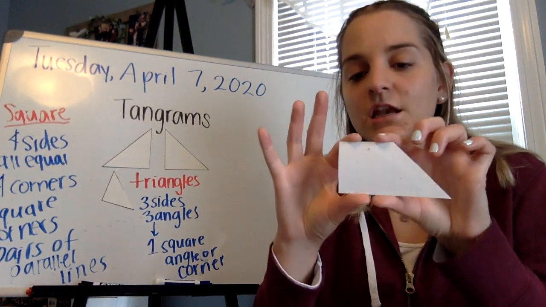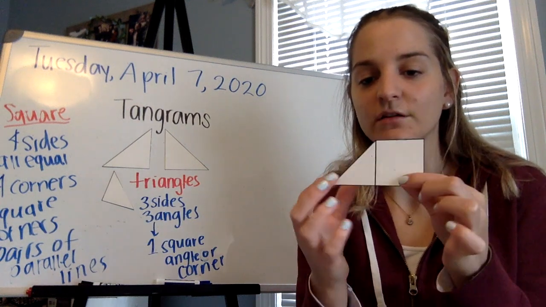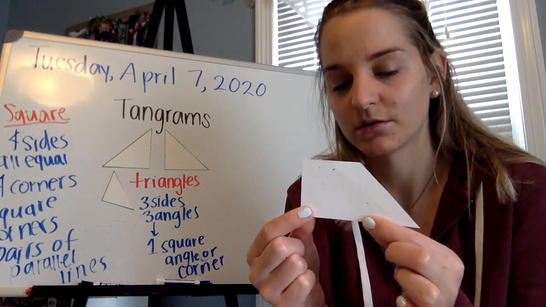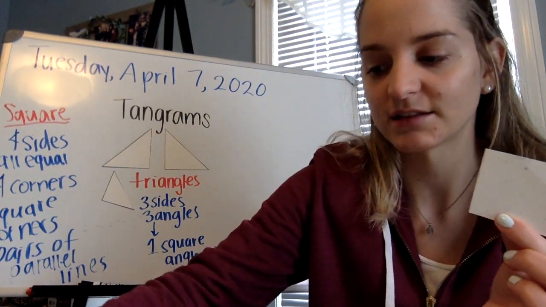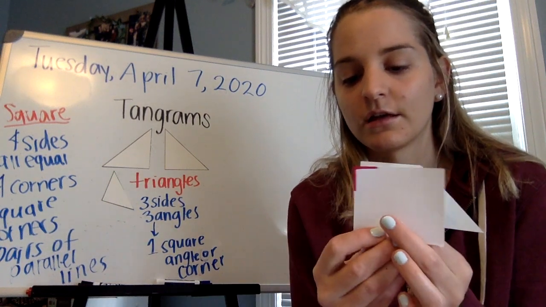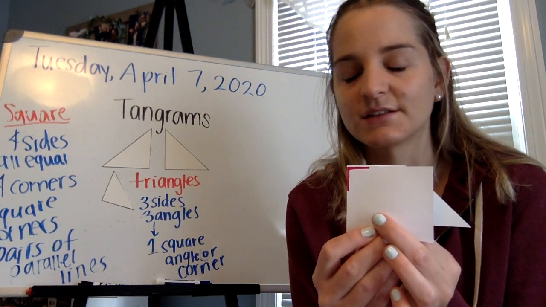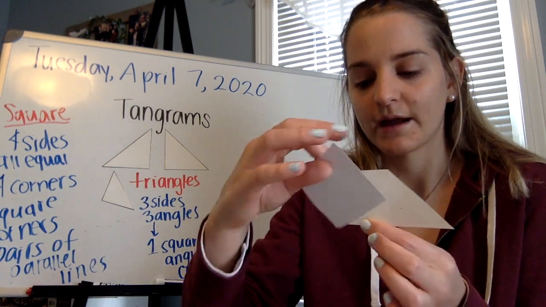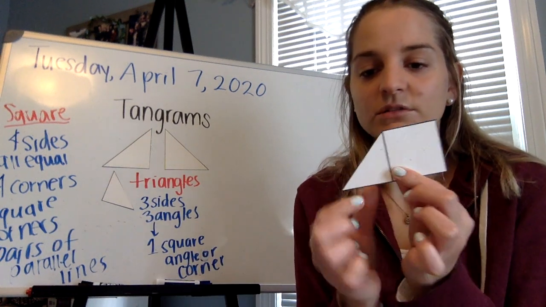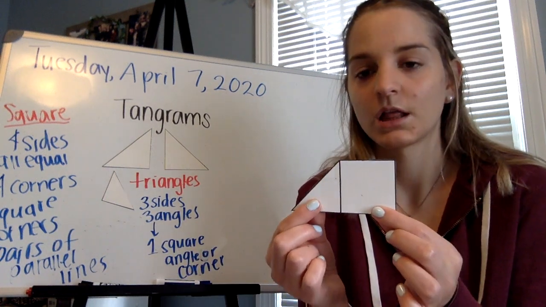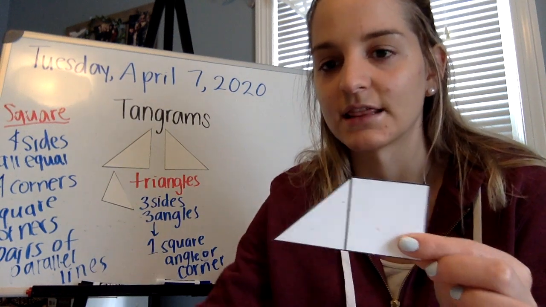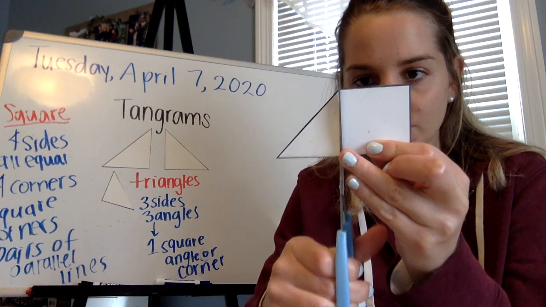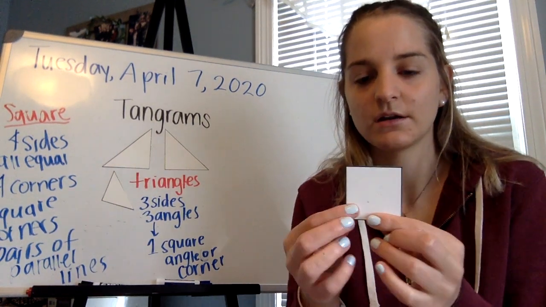So this is another trapezoid. It's made out of a triangle and a square, but it makes it into a trapezoid. Okay, this trapezoid is different from the last one because look, it has a square corner. It actually has 2 square corners. Okay, now let's look again and let's cut this into another shape. Let's do this one.